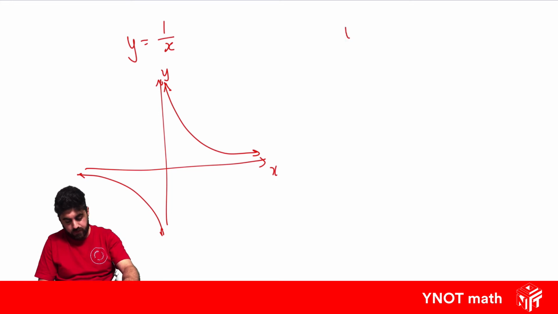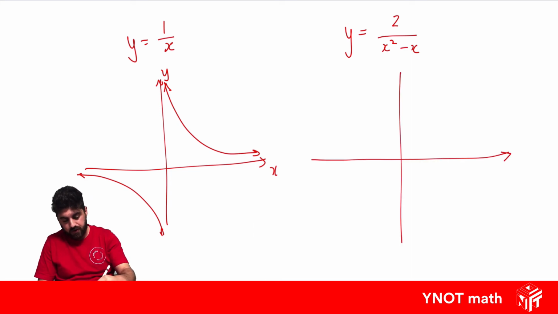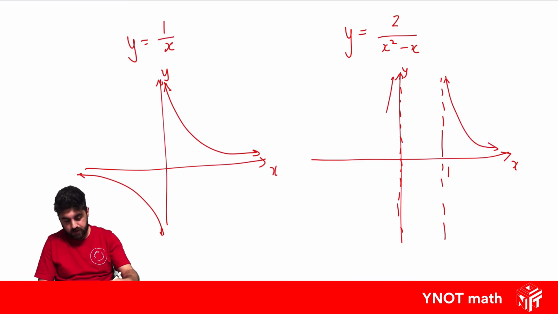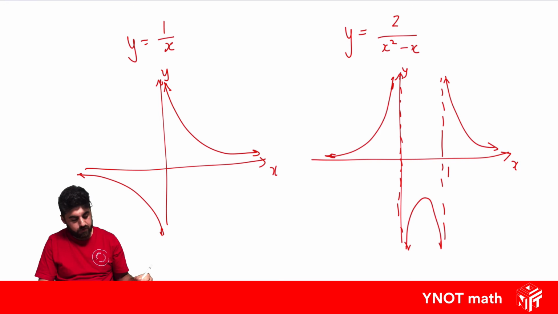Another example is y equals 2 over x squared minus x. This is actually a complicated graph to draw, but it's going to look something like this, where we have an asymptote going through 1 and an asymptote going through x equals 0. And we get a section of the graph over here, a section of the graph over here, and another section of the graph down here. So this graph is in 3 different sections where none of them join to each other, and this graph is also discontinuous at x equals 0 and x equals 1.